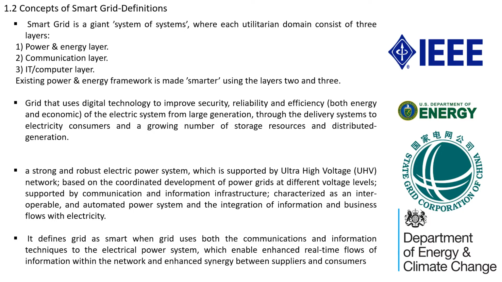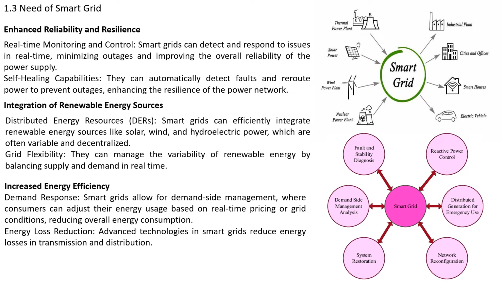So mostly all these definitions make only one point, that a smart grid is nothing but a conventional power grid with additional layers of a communication layer and an IT and computer layer. So coming to what is the need of a smart grid? The main need of smart grid is enhanced reliability and resilience.